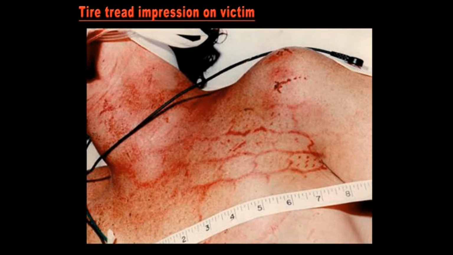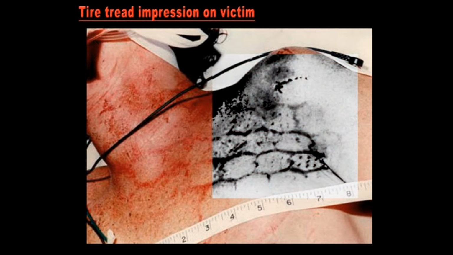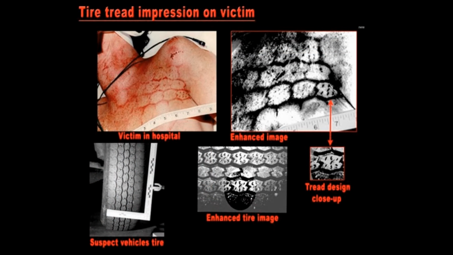The victim in this image has tire tread marks across her shoulder. That area is then enhanced. The suspect's vehicle is recovered, the tires are photographed, and a comparison is done between the tread design on the tire and the tread design on the victim.